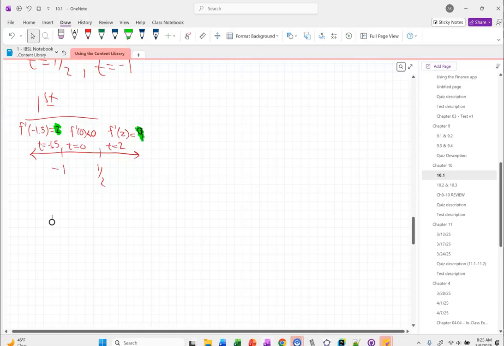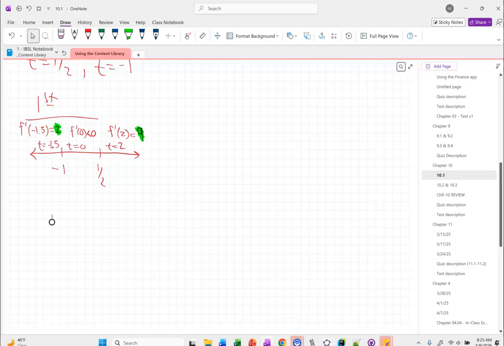So, at -1, we're going from positive derivative to negative derivative. That's a maximum. And here we're going from negative derivative to positive derivative. That's a minimum. So we've done that, right?